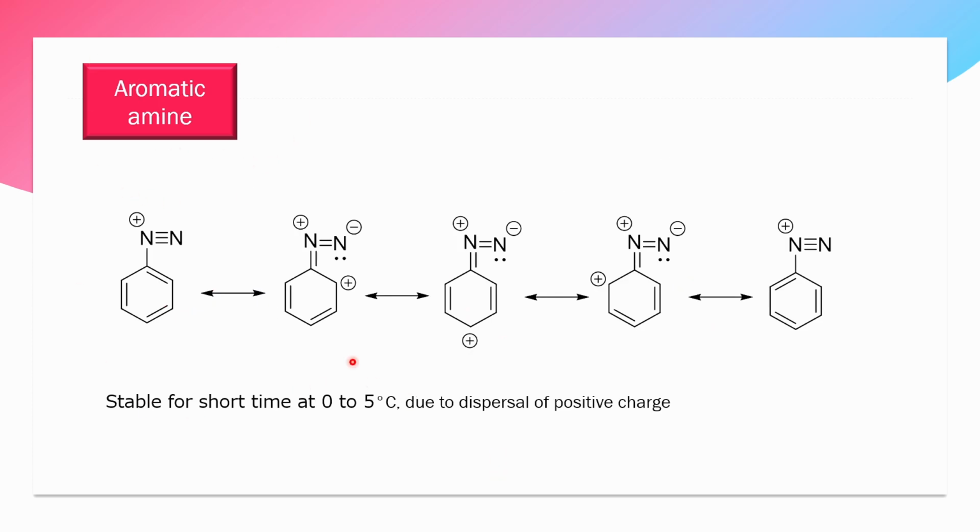So here we can see that it has 5 resonance structures, and at the ortho and para positions we have the positive charge, but it is only possible for a short time when the temperature is really low, between 0 to 5 degrees. That's why, due to the dispersal of positive charge, the aromatic amines make stable diazonium salts.